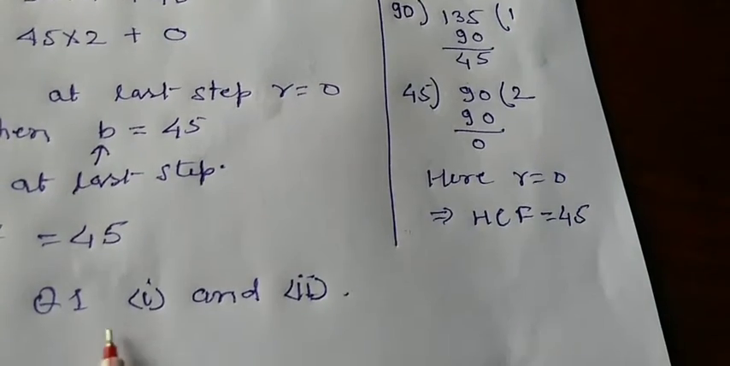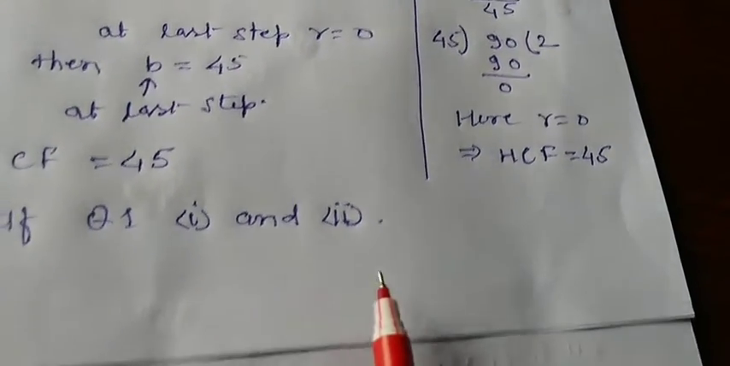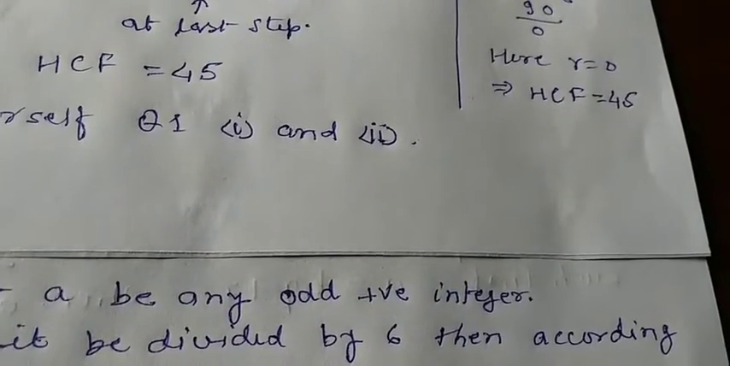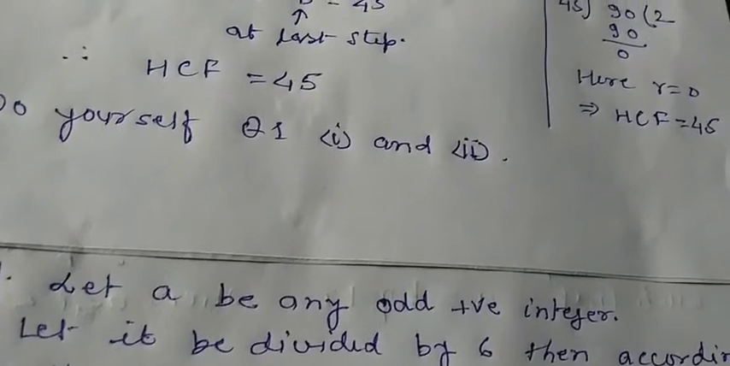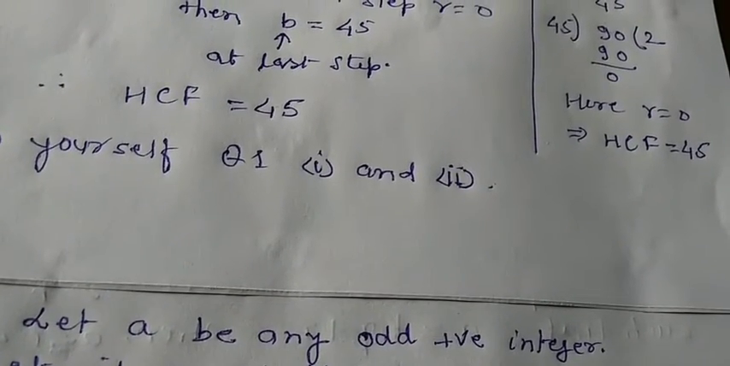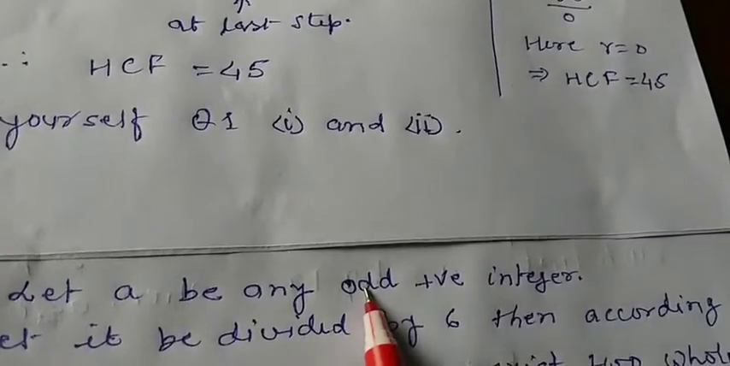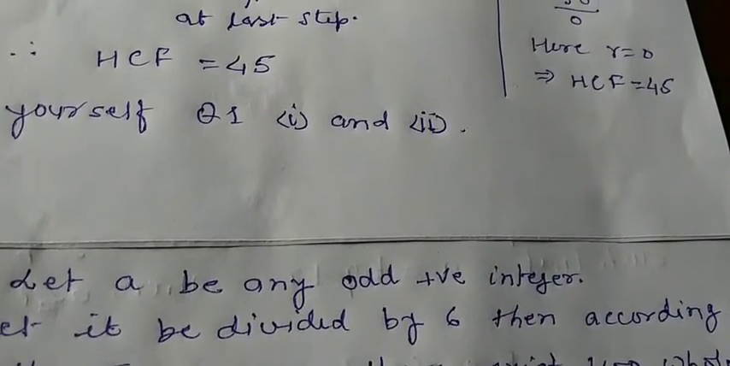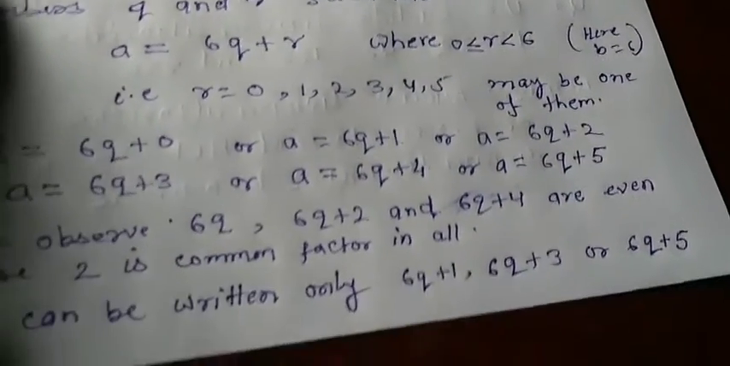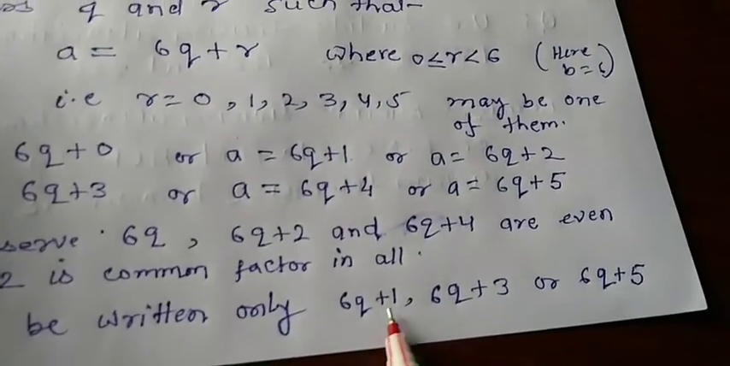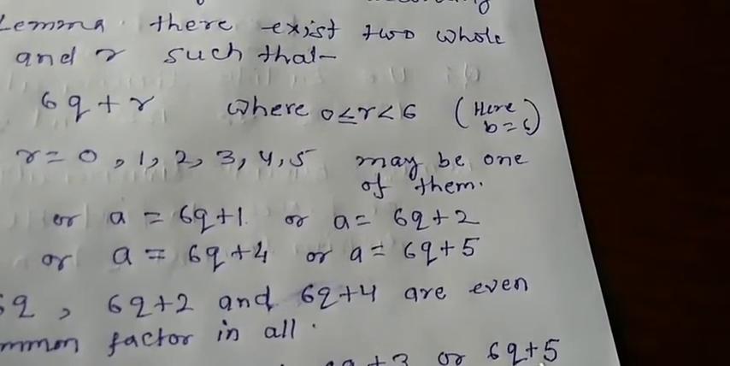Now there are two other questions, 1 and 2, so you just do them by yourself. Now question number 2. In this question there is a positive number a which is odd, and in the answer it can be written as 6q + 1, 6q + 3, or 6q + 5.